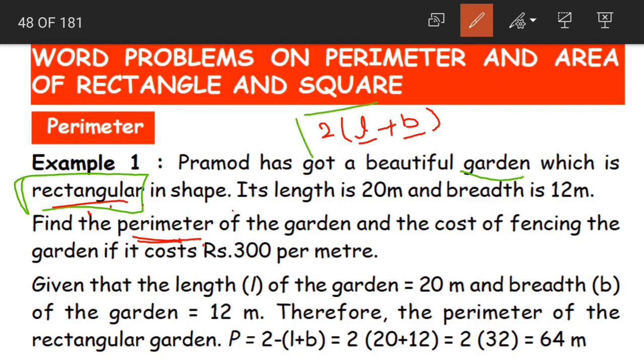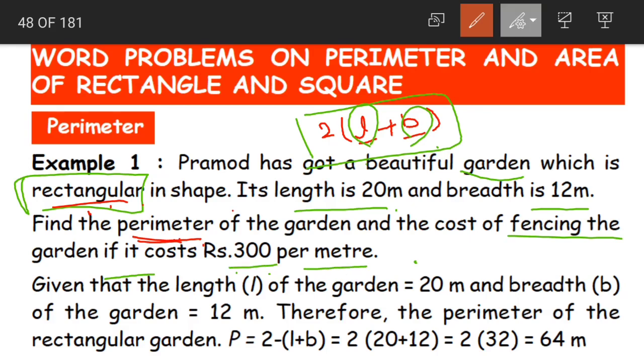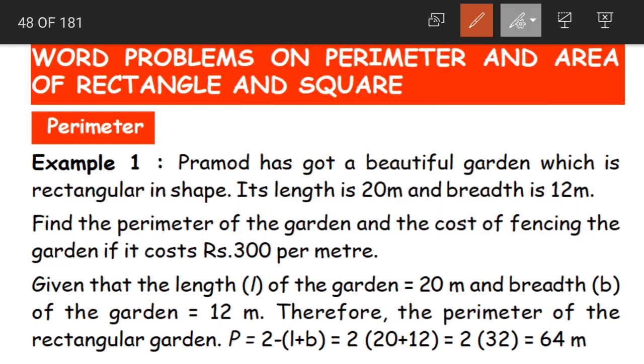Yes, we have the perimeter formula and do we have the values of length and breadth? Yes, length is 20 meters and breadth is 12 meters. And what are they saying? The cost of fencing the garden is 300 rupees per meter. That means to fence 1 meter of the garden, the cost would be 300 rupees. Coming to the solution part, this is our question. We have understood what is given in the question.